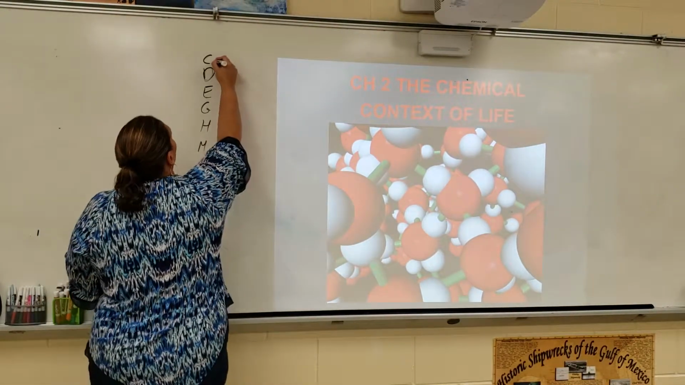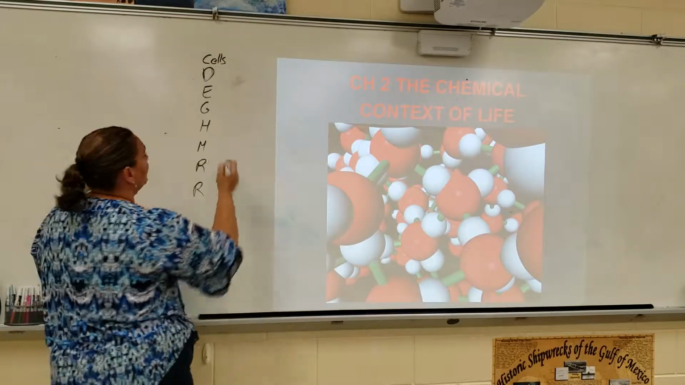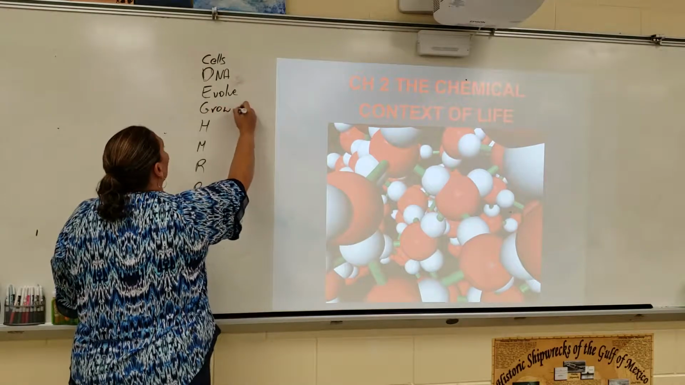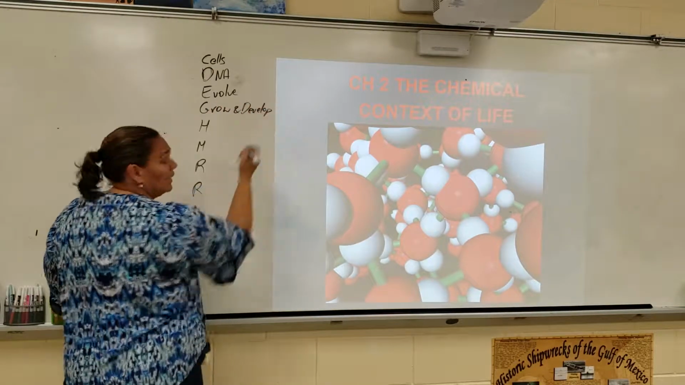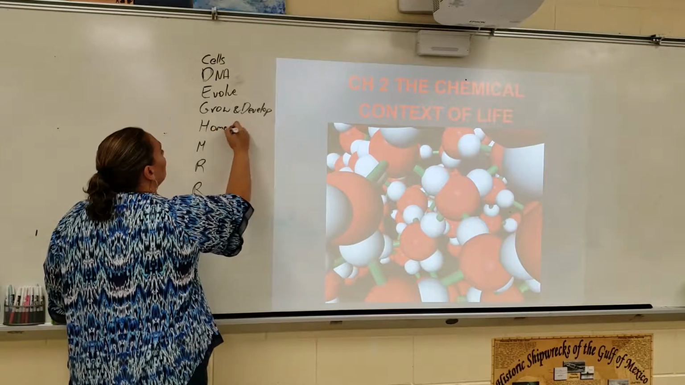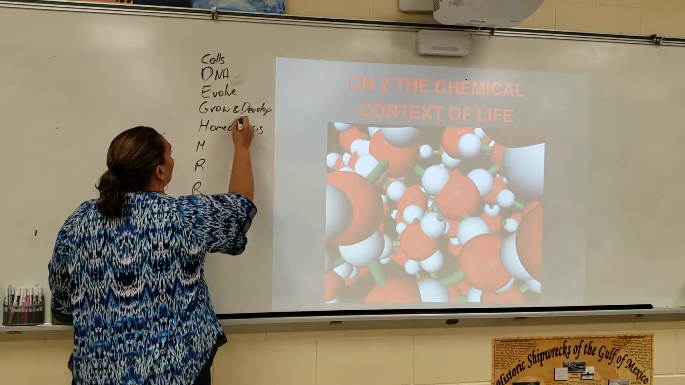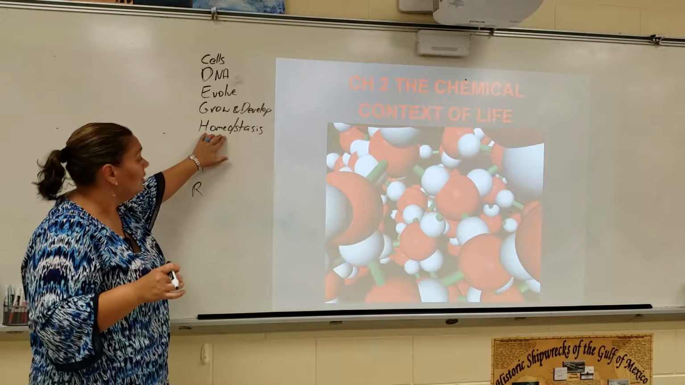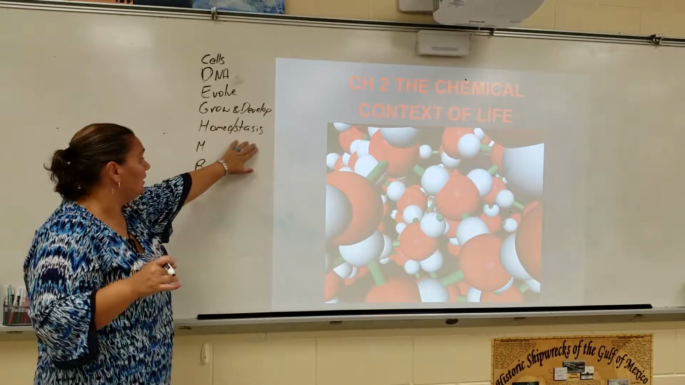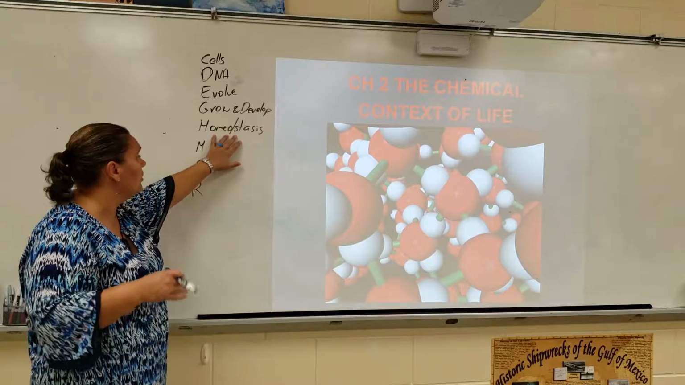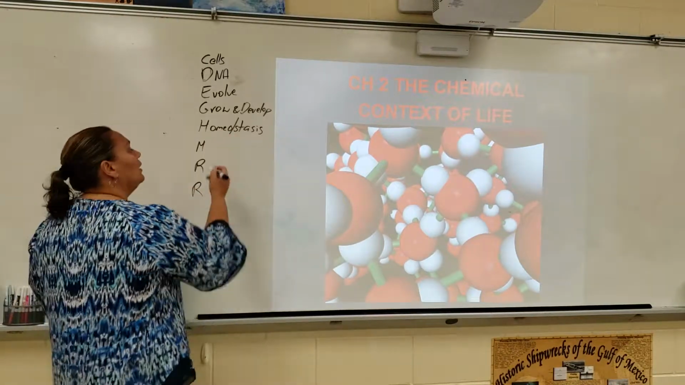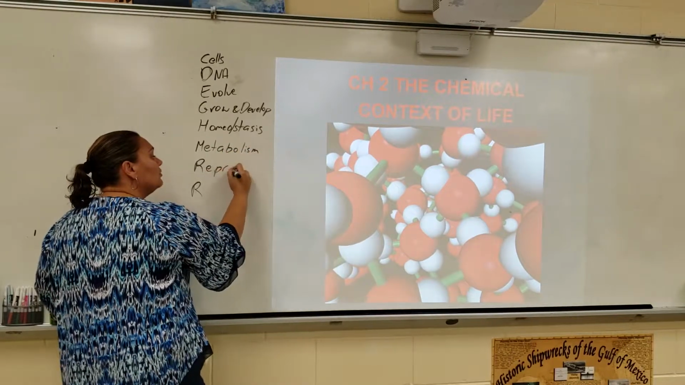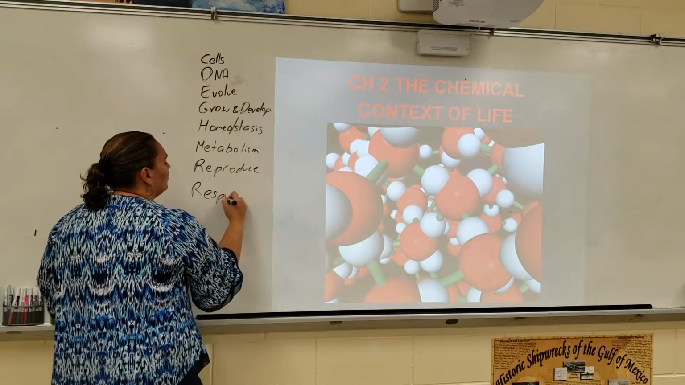Perfect. So they have to be made of cells. The organism has to be made of cells, has to contain DNA, has to be able to evolve, it has to be able to grow and develop, has to be able to maintain homeostasis, a big fancy word. Let's break it down. Simple meaning, homeo, just like homo, same. Stasis, status, so keeping everything constant. So constant temperature, constant pH, everything has to stay the same. Metabolism, it has to reproduce, and finally it has to respond to the environment.